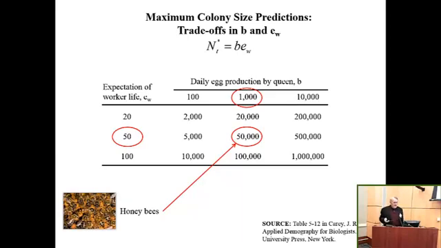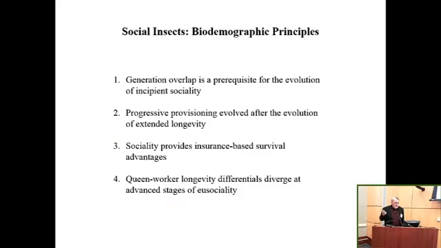This isn't just theory. Okay, so biodemographic principles: you have generation overlap as a prerequisite for the evolution of incipient sociality. Progressive provisioning evolved after the evolution of extended longevity. Sociality provides insurance-based survival advantages, so you have division of labor and, among other things, infrastructure in the nest, which increases survival. And then this queen-worker longevity differential. This does not work so well.